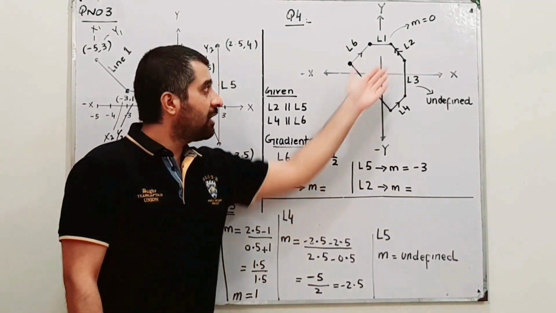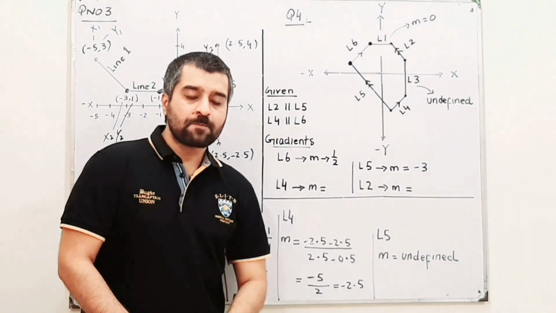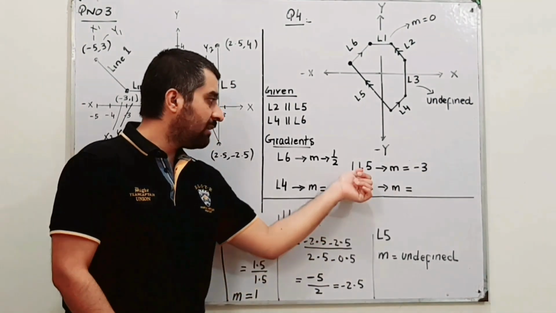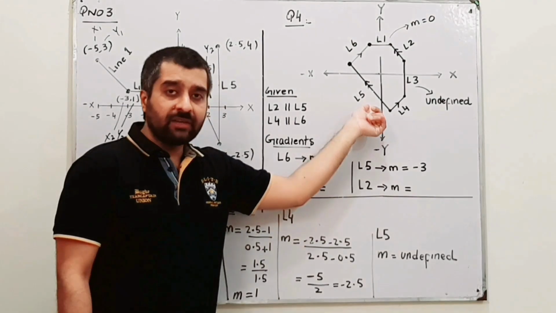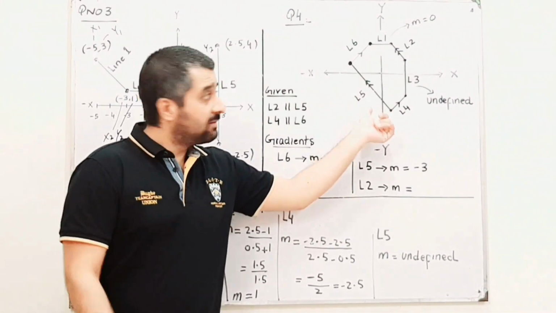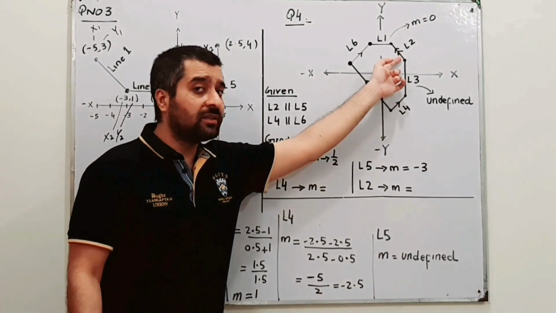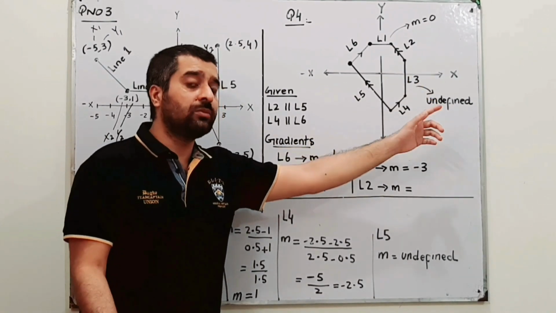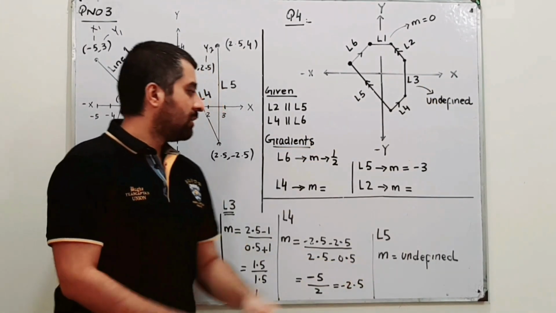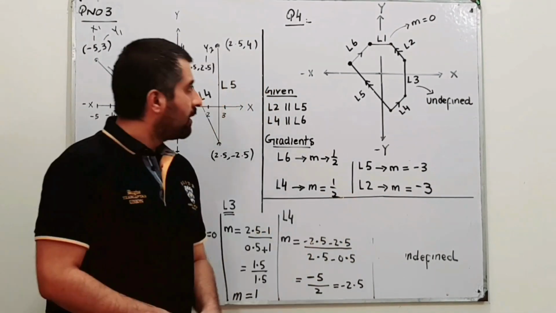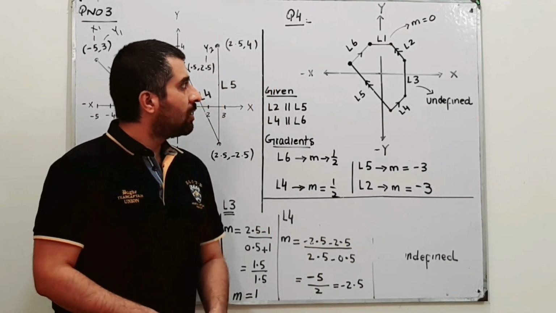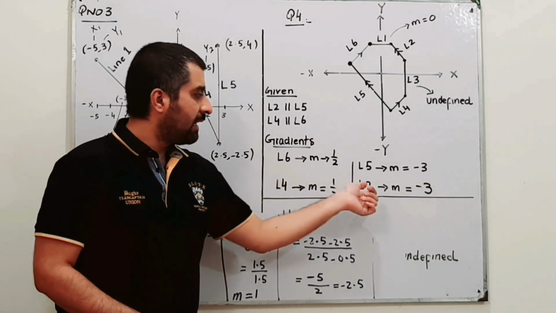Similarly, we have L5 and L2 as parallel. The gradient of L5 is given as minus 3. If the gradient of L5 is minus 3 and L5 is parallel to L2, then the gradient of L2 will also be minus 3. Here you can write minus 3. Here you can write 1 over 2. So you got the gradient of L4 and L2.